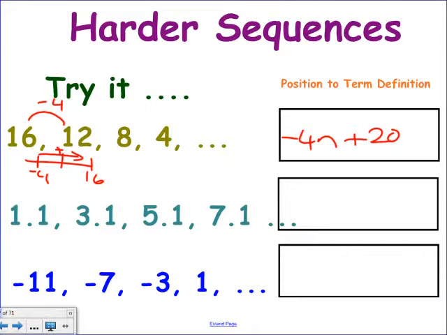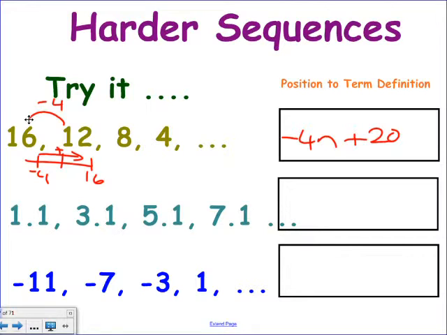Let's have a look at the fourth term. Minus 4 times 4 is minus 16. Minus 16 plus 20 is positive 4. Works. If I wanted to know what the 50th term was, minus 4 times 50 is minus 200. Minus 200 plus 20 is minus 180. I don't have to write all the terms down. Okay? I just do a bit of substitution.